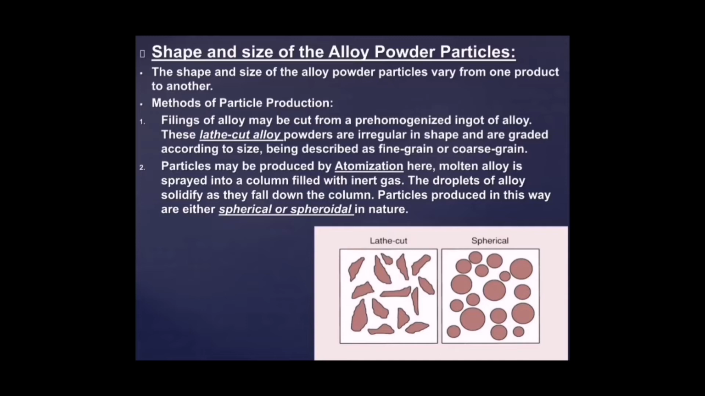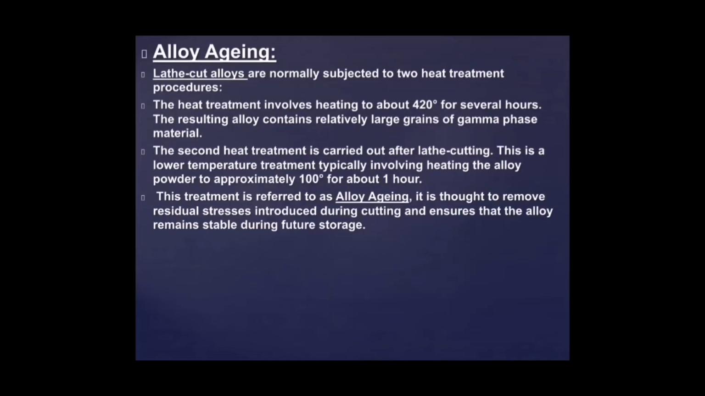Particles may be produced by atomization. Here, molten alloy is sprayed into a column filled with inert gases. The droplets of the alloy solidify as they fall down the column. Particles produced in this way are either spherical or spheroidal in nature.